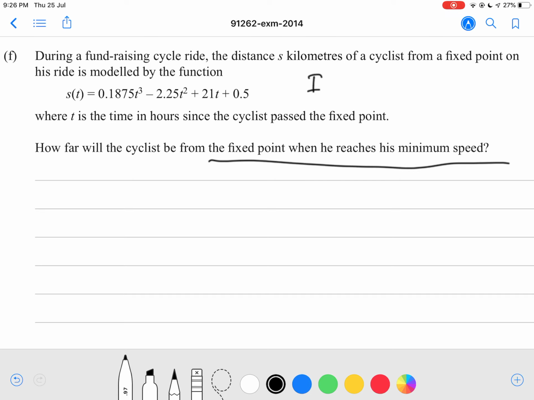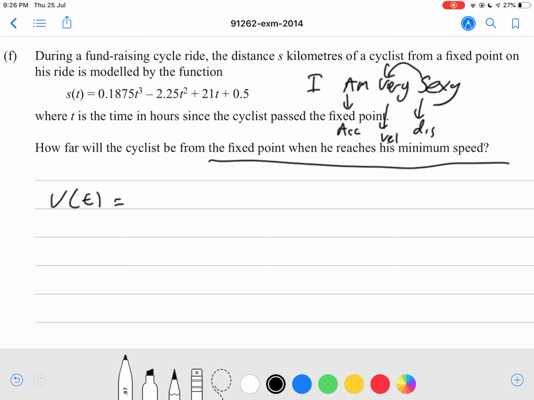So that's the abbreviation. Okay, we can use this abbreviation. So A is acceleration, V is velocity, and S is distance. Okay, so to go from S to V, we need to differentiate. So we differentiate our function.